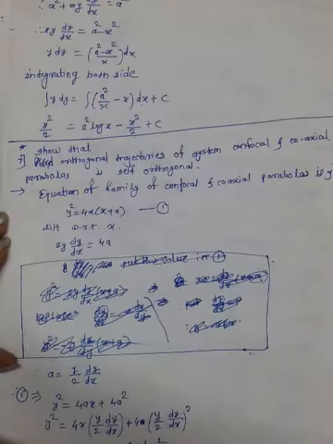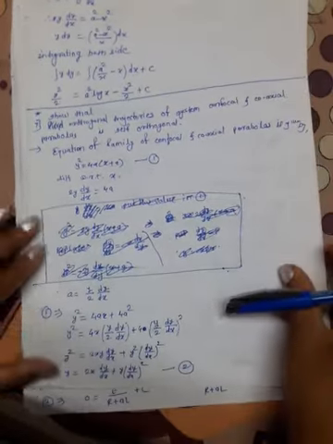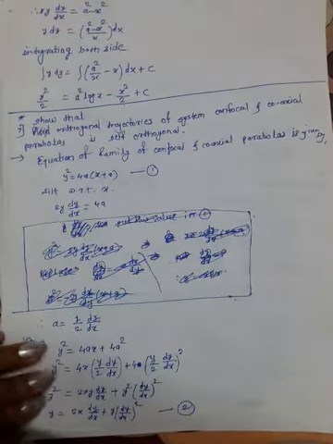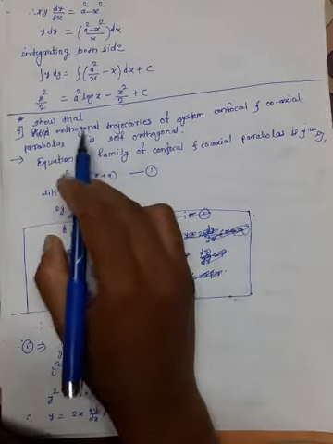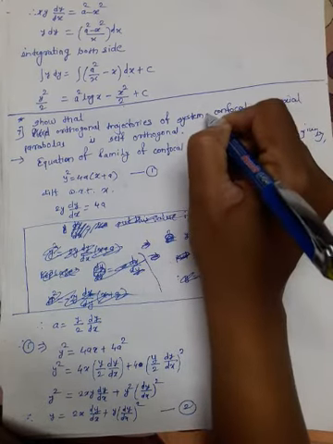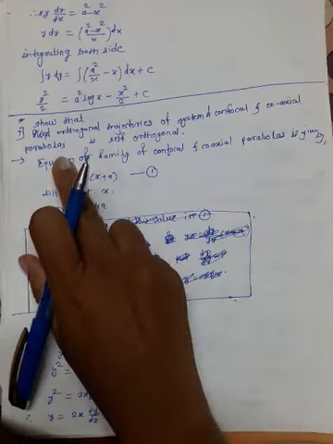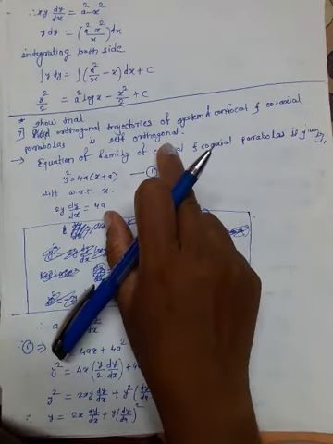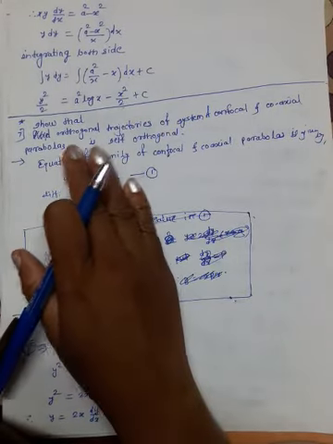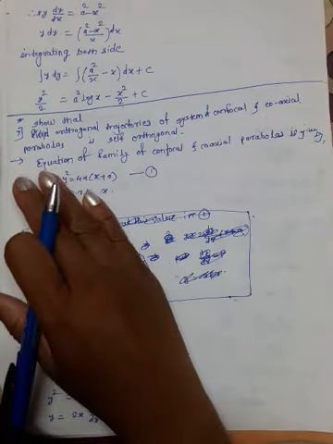Now let us see the next example. Show that the orthogonal trajectories of a system of confocal and coaxial parabolas is self-orthogonal. Okay, what is the meaning of that?